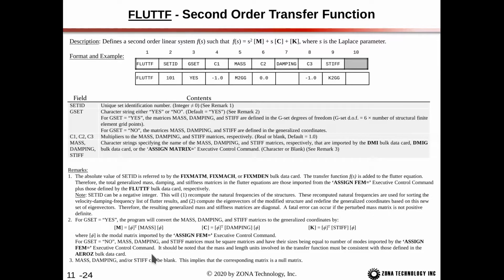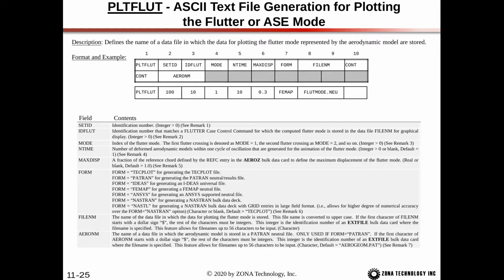Mass, damping, and stiffness can be blank, in which case they're just the zero matrices. So if you only want to perturb the mass, the easiest way to do that is to define your mass matrix and then leave C and K blank. Next, we have the plot Flutter card, which generates the ASCII text file for plotting the Flutter mode.